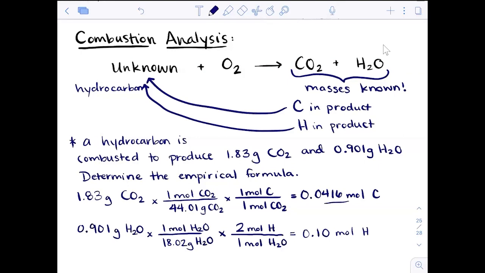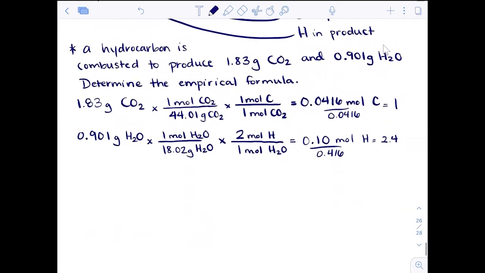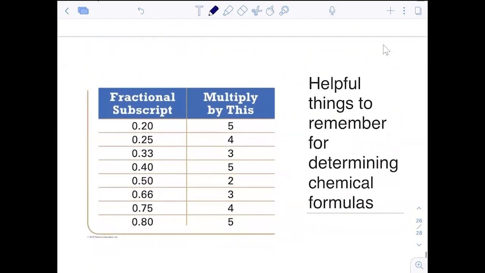Again, we take the smallest one, divide it. There's 1 carbon and 2.4 hydrogens. Now again, we can't convert that or round it. But what's really helpful is this chart right here. That 0.4 can't be rounded. These are just very, very helpful charts to remember.